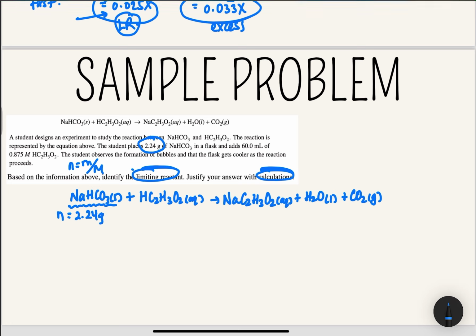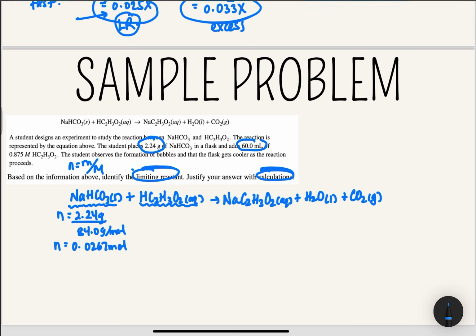So the mass of the compound is 2.24 grams. If you use your periodic table, the molar mass is 84.0 grams per mole. And that will give me a mole value of 0.0267 mole. My other reactant, again, I'm going to need to figure out how much I have in mole.